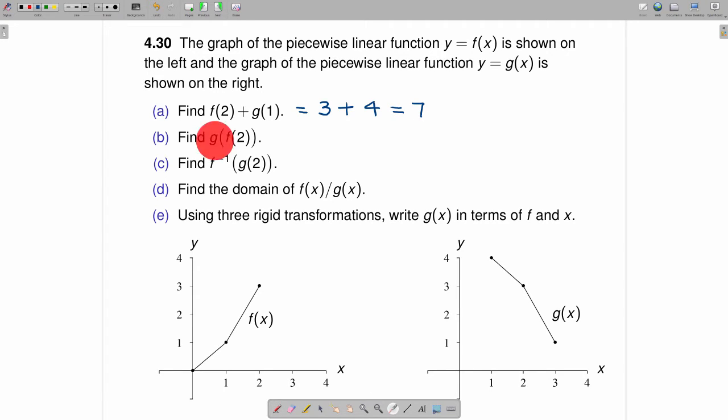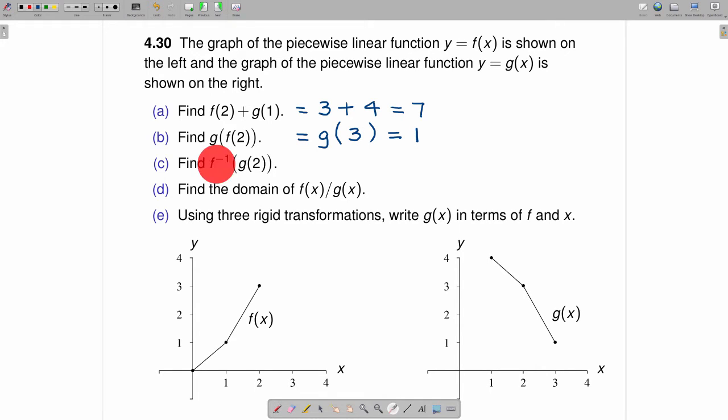Next question, find g of f of 2. Once again, you start on the inside, so this will be g of whatever f of 2 is equal to. To find f of 2, you go to x equals 2, and you go up, and that is 3. So this will be g of 3. To find out what g of 3 is, you go across to this function and plug in 3, and when you do so, you get 1.